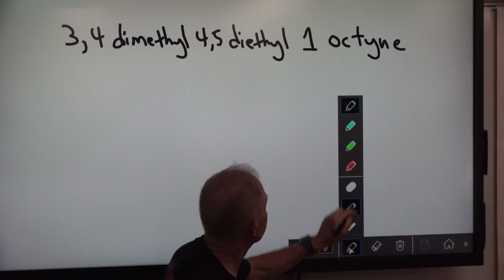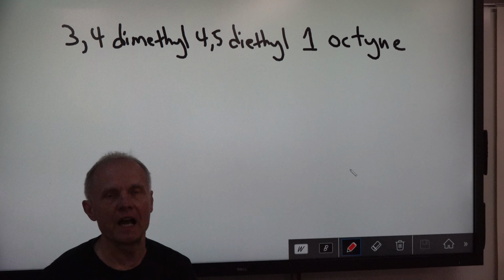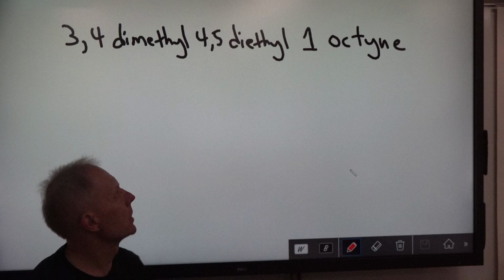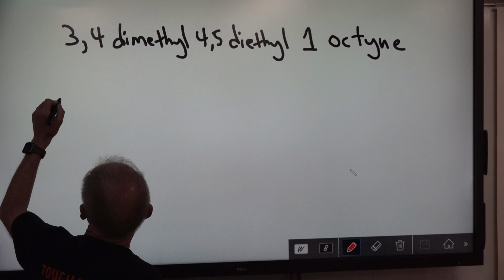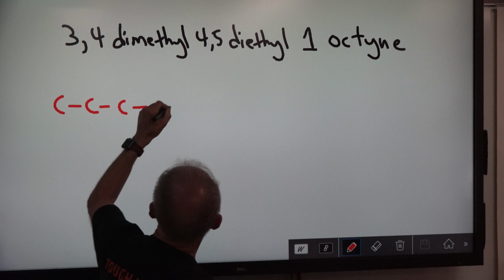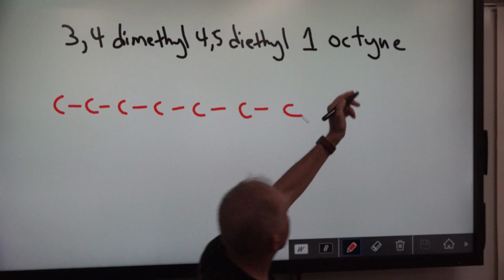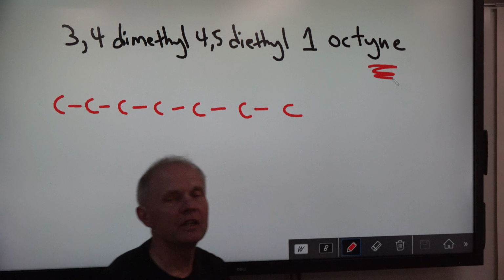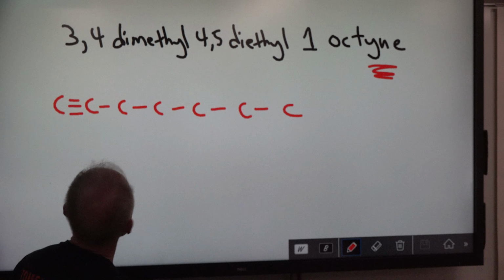Okay, now 3,4-dimethyl, 4,5-diethyl, 1-octyne. Look at the trunk. The trunk is oct, so you know we have 8 carbons. All right, we got 8 carbons, but it ends in yne, so we know we have a triple bond. But where do we put the triple bond? It says so right there, 1. So off the first carbon, we put a triple bond.